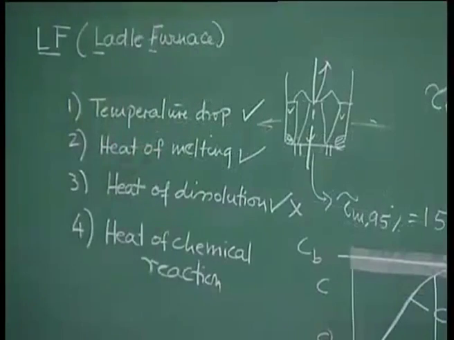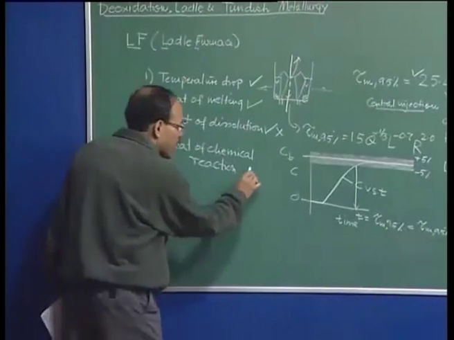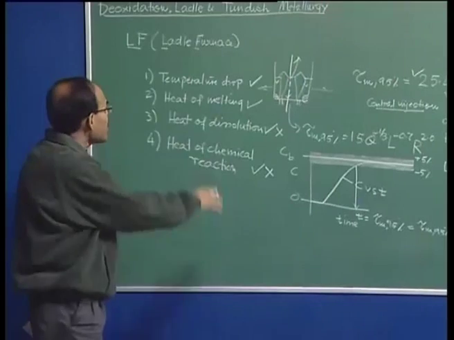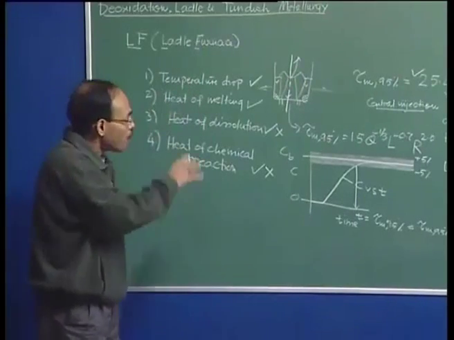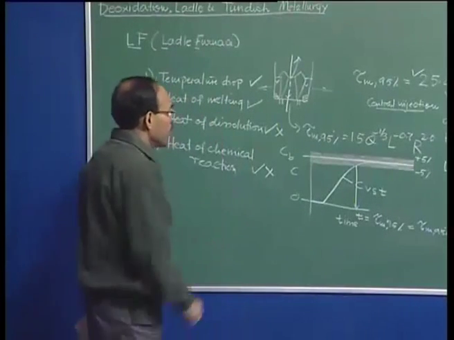reactions. The alloying addition may dissolve, or it may react with oxygen, for example, or any other elements present, and then some amount of heat may be evolved or absorbed depending on whether it is an exothermic or endothermic reaction. So there is a lot of heat demand for the secondary steel making processes, and therefore we have to have some arrangements for heating the ladle.